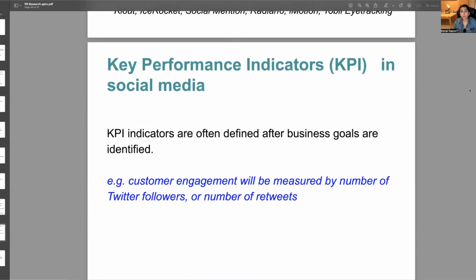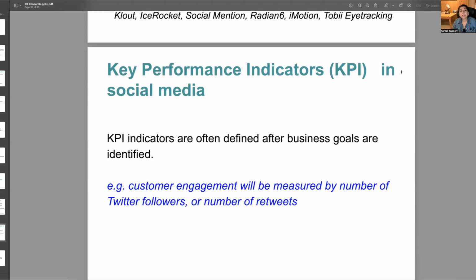Another term for you to remember is key performance indicators, which is shortened to KPI. If you work in the industry, everyone just says KPI. KPIs are basically defined after business goals are defined, and it's a measurement term, right? So my customer engagement will be measured in terms of followers, or in terms of engagement, shares, reshares, and retweets.